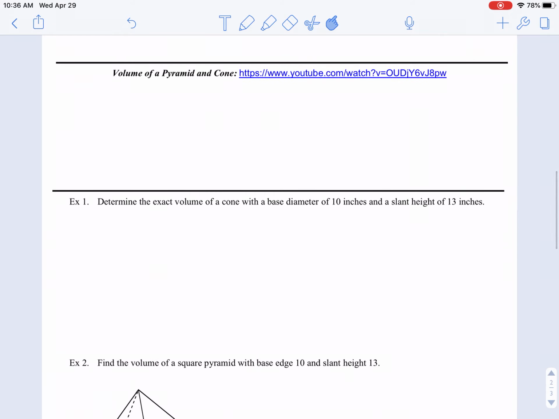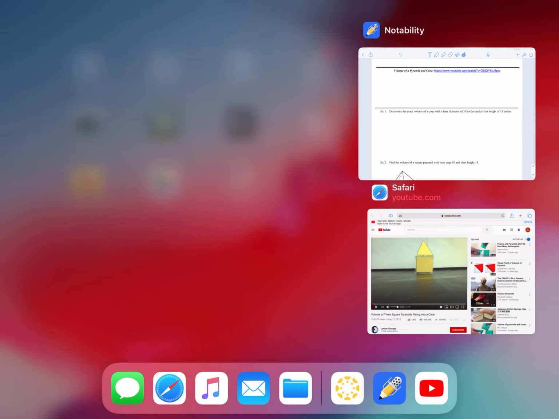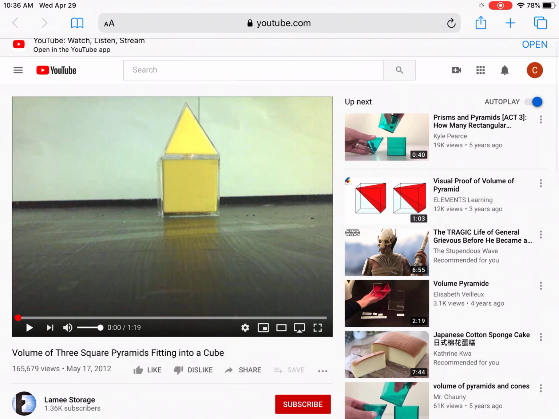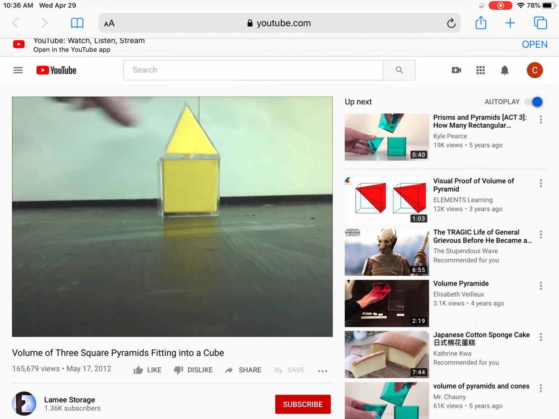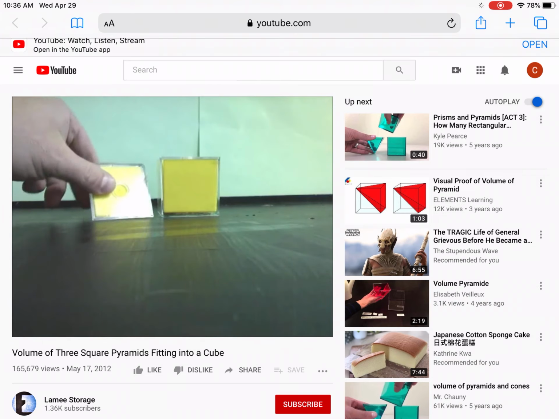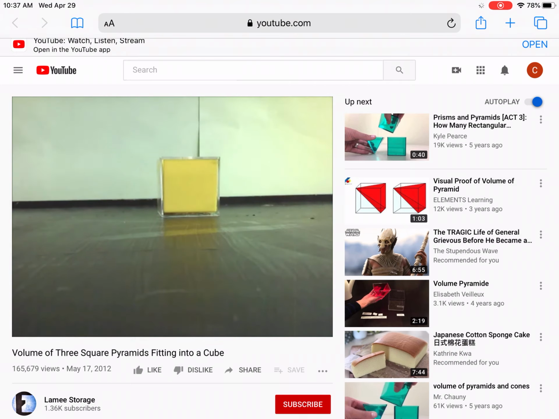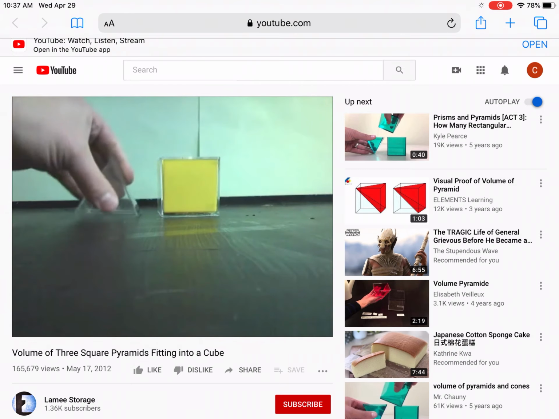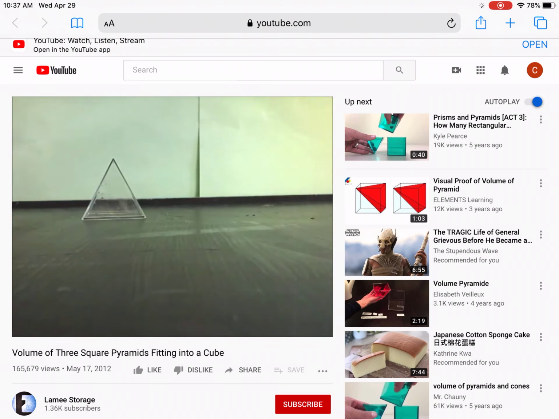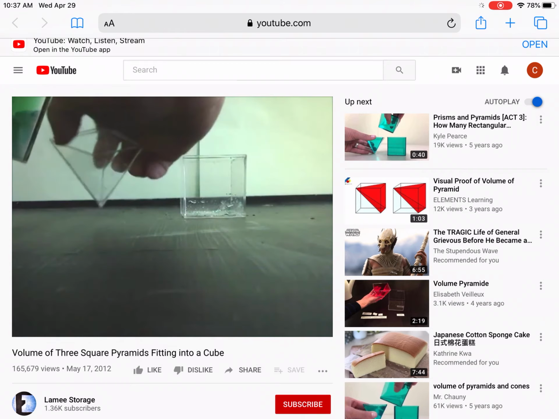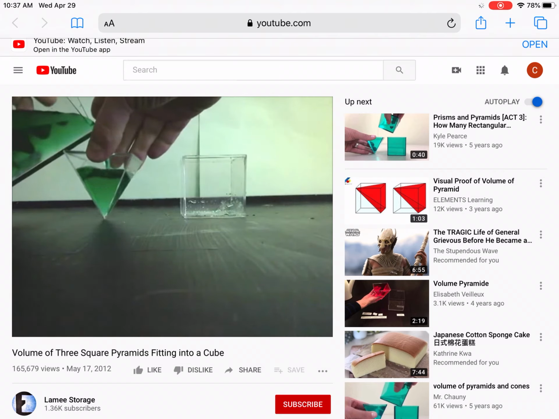All right, so we are going to take a look at a video. While you watch the video, I just want you to consider what this tells us about the formula of a pyramid. Notice we have this pyramid that was sitting on top of the prism, and the pyramid and the prism have the same base, and they also have the same height. The only difference is one comes to a point, because it's a pyramid, and the other is a prism.